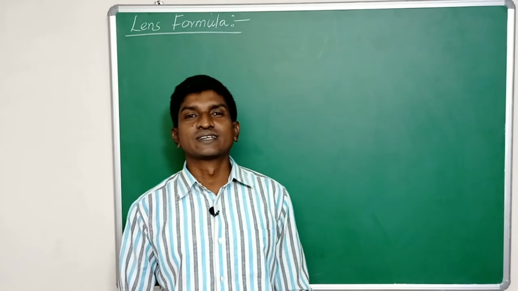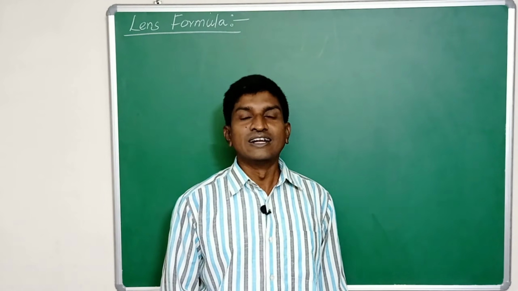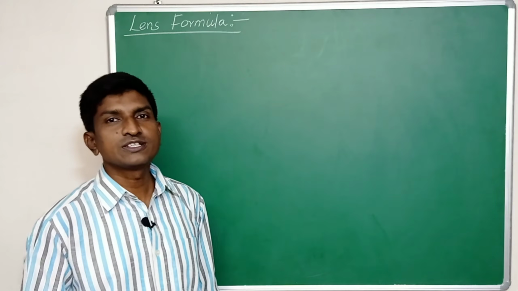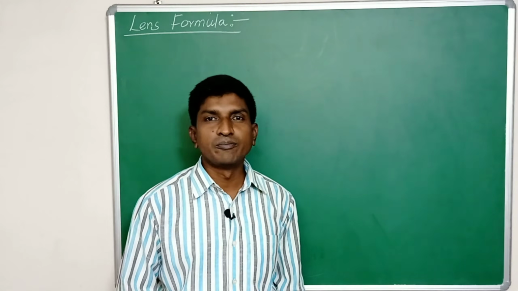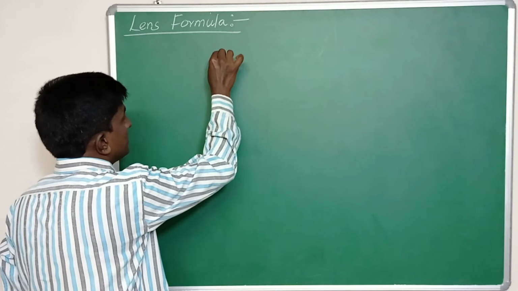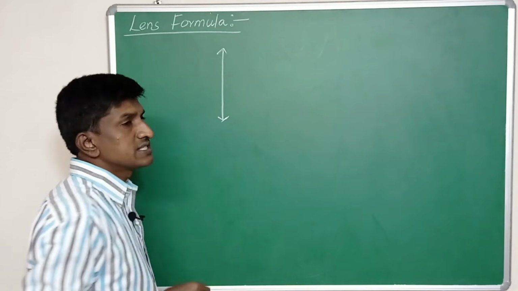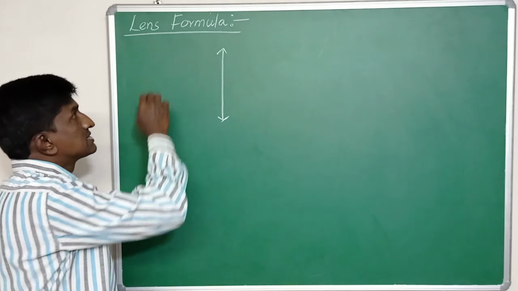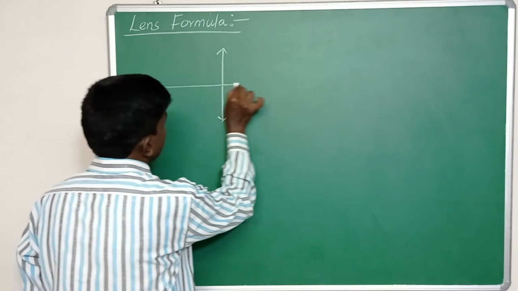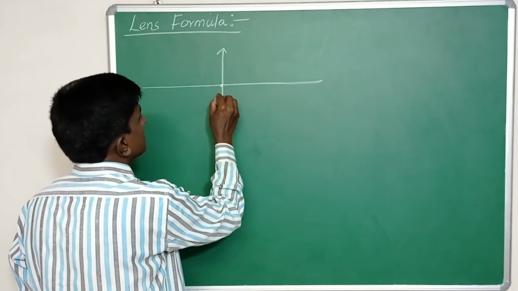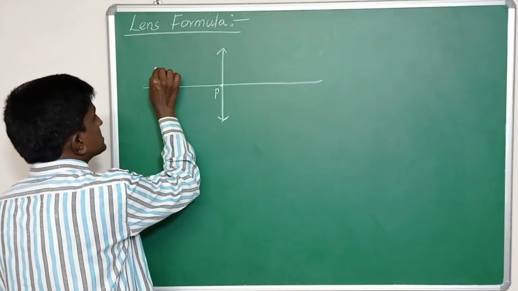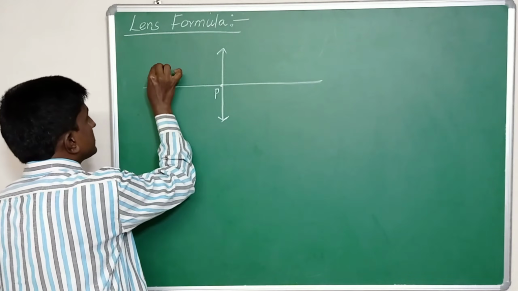Welcome to today's class. Now let us derive the lens formula. To derive this formula I am using a convex lens. So this is the convex lens, and here is the principal axis, the optical center, and let us say an object is placed here.